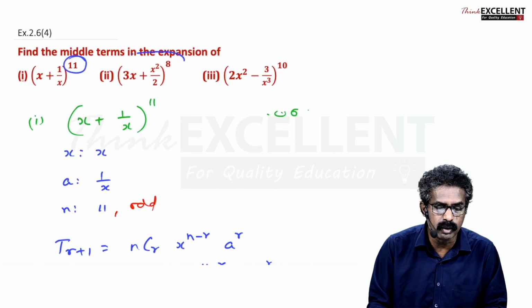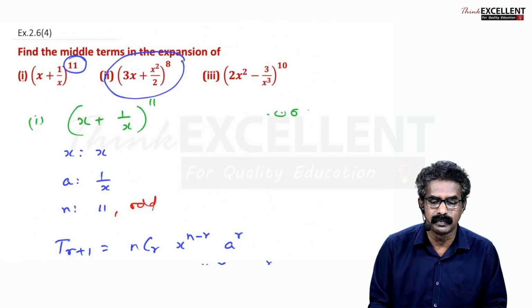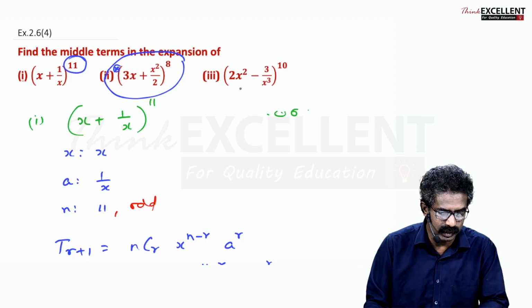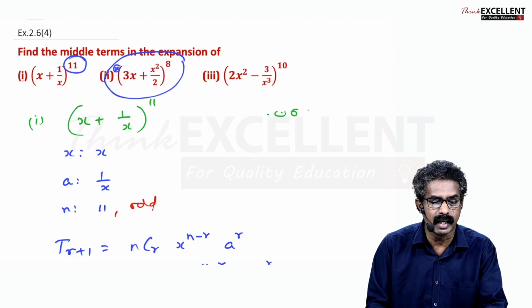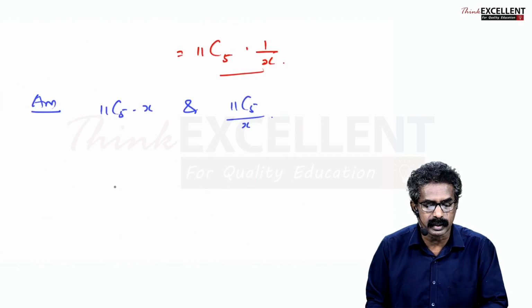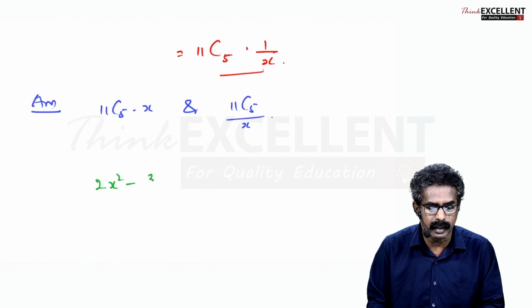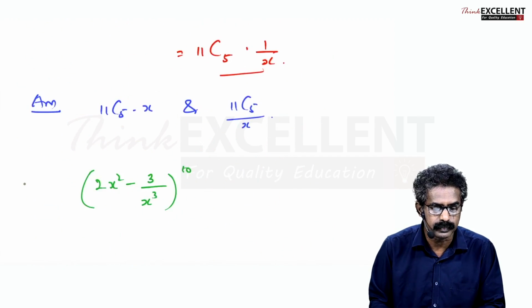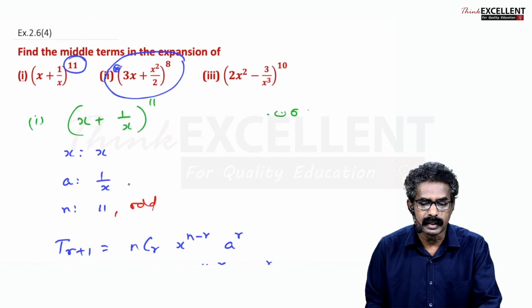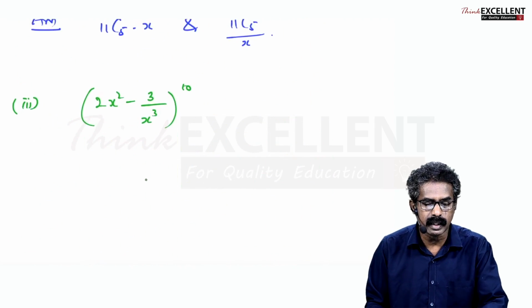Now let us try one more question. If the power is even, either the second sum or third sum. Second sum you try on your own. I'll take the third one because minus is also there, right? So I'll help you with that one. (2x square minus 3 by x cube), the whole power 10, right?